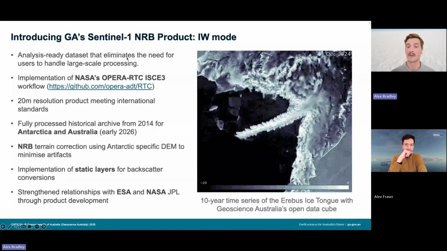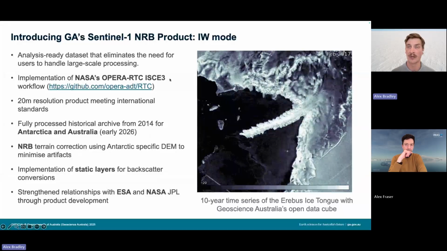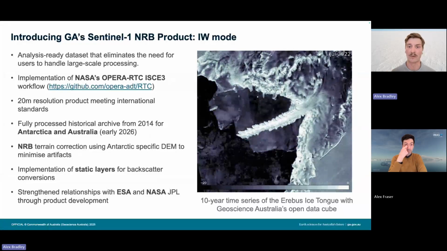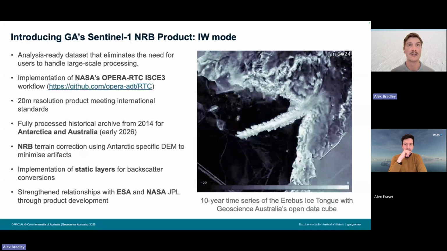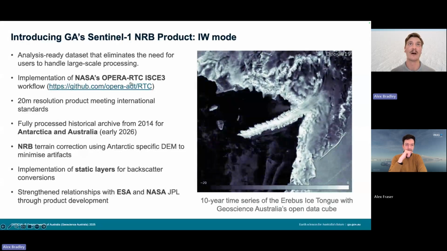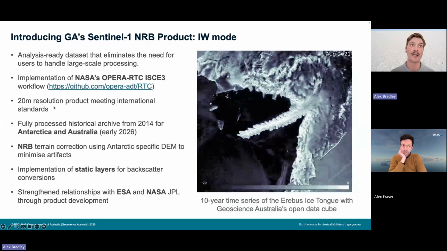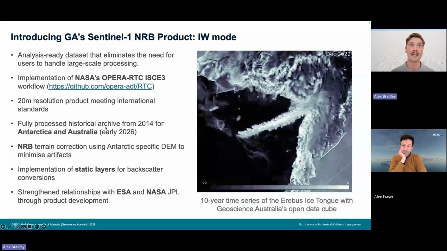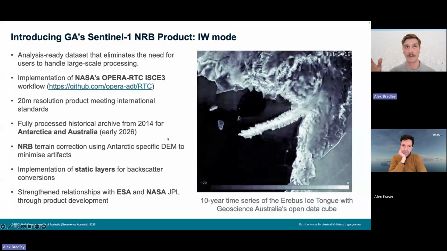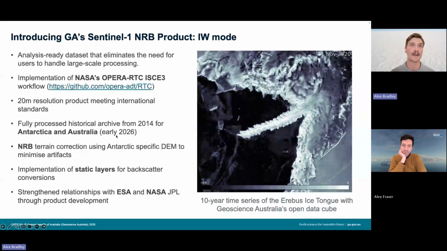So the first, and I think really important point, is that these are analysis-ready data sets. Essentially all of the things I've just talked through, we've removed from the user having to do, and they can now come and use our data. We're going ahead with the ICE3 software at a 20-meter resolution, and we're going to have a fully processed archive, all the way back from 2014 to ongoing, and we expect that to be released in early 2026.